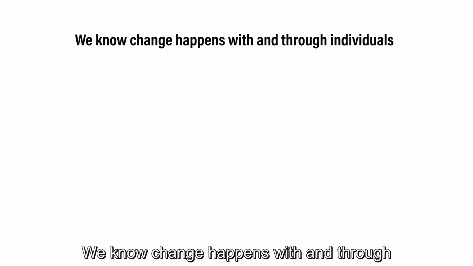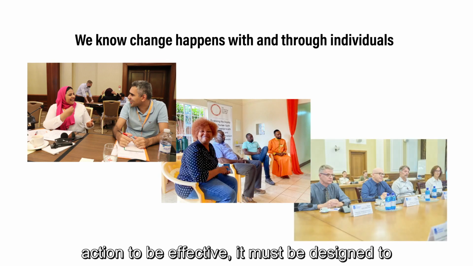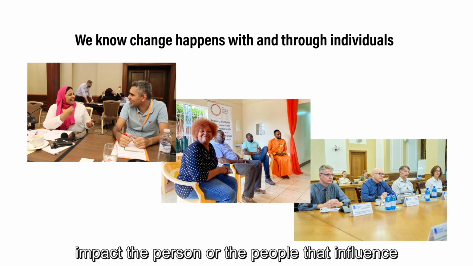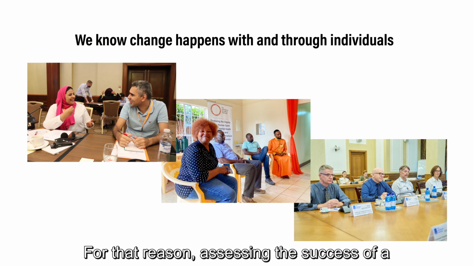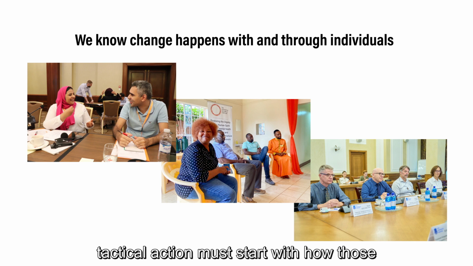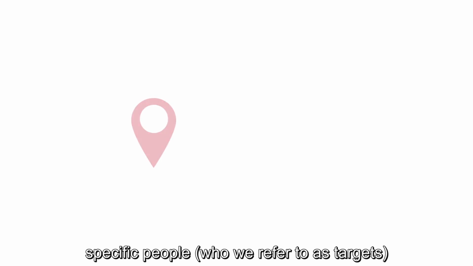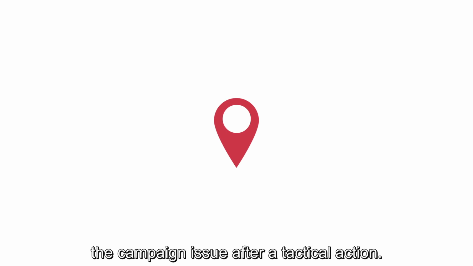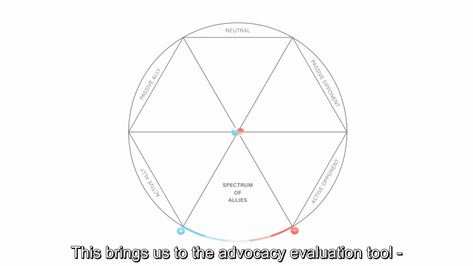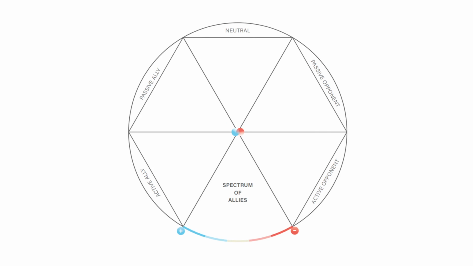We know that change happens with and through individuals, real people. So for a tactical action to be effective, it must be designed to impact the person or the people that influence the specific campaign issue. For that reason, assessing the success of a tactical action must start with how those specific people, who we refer to as targets, change their position on and behavior related to the campaign issue after a tactical action. This brings us to the advocacy evaluation tool featured in this video, the Spectrum of Allies Measure of Change.